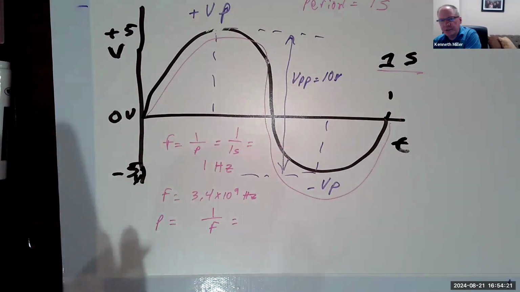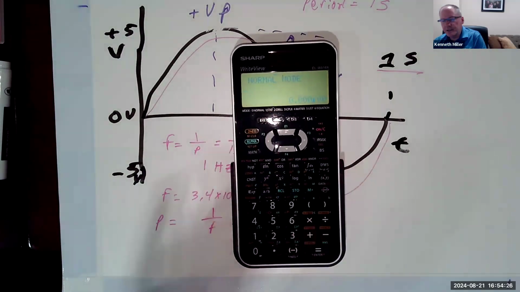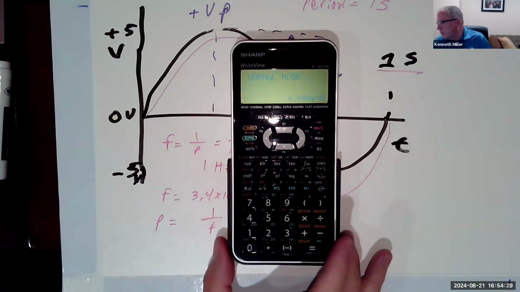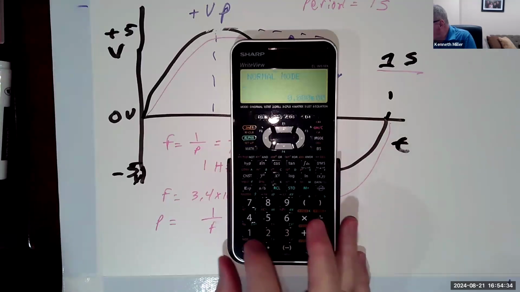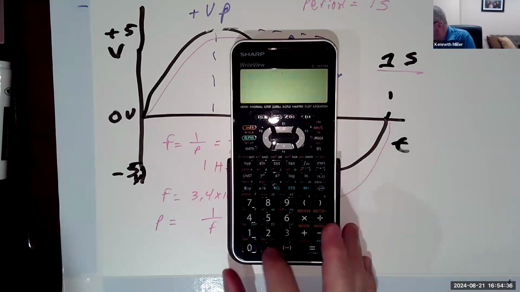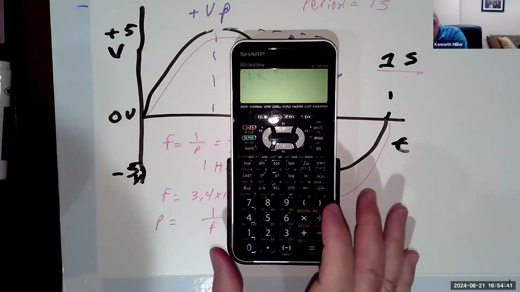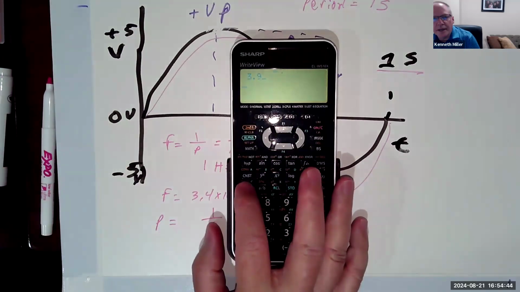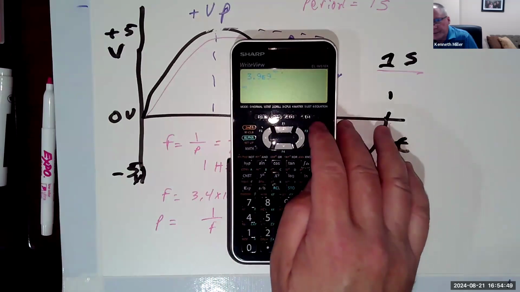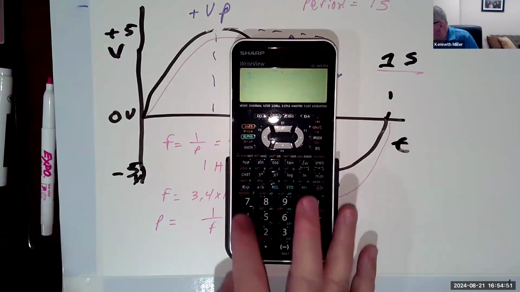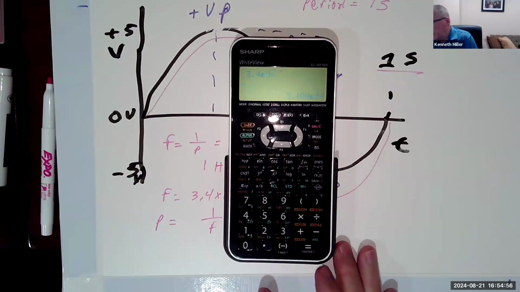So let me show you the calculator here. This is the same calculator that you need for the class. You probably have this from when you bought the DC stuff. But if you go 3.4 and then exponent 9, hold on, I said 3.4. Let me clear that. So 3.4 to 9, that equals 3.4 gigahertz.